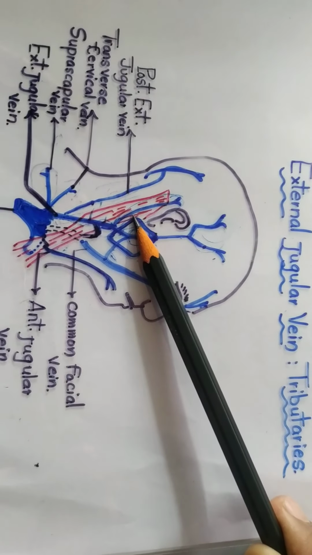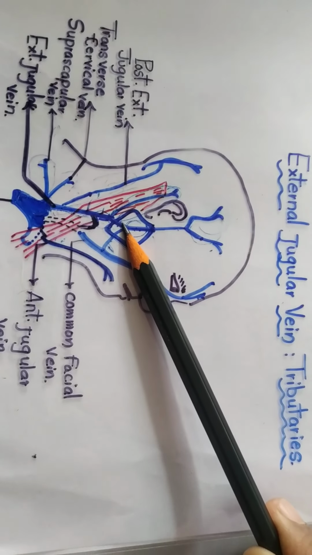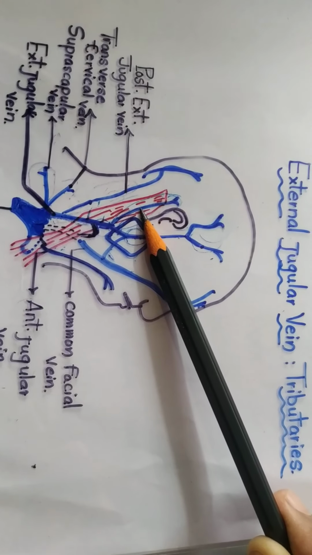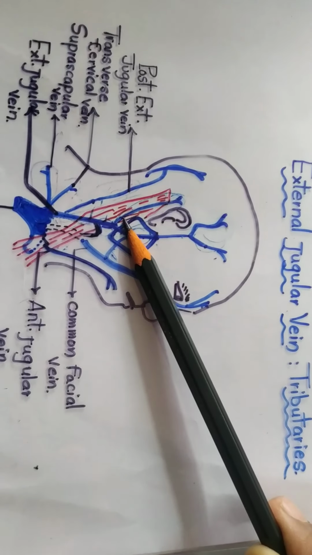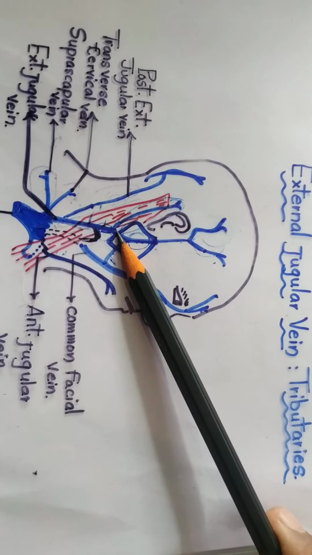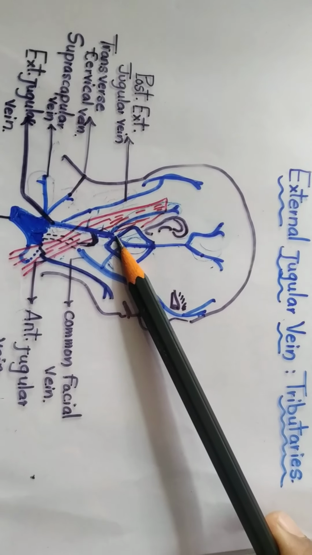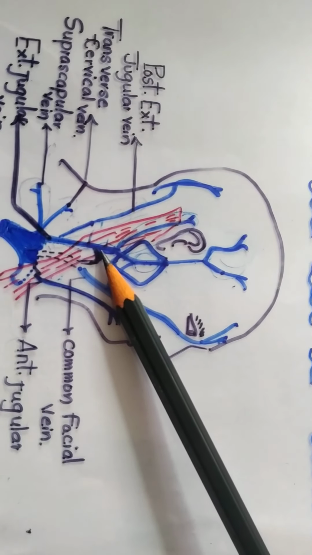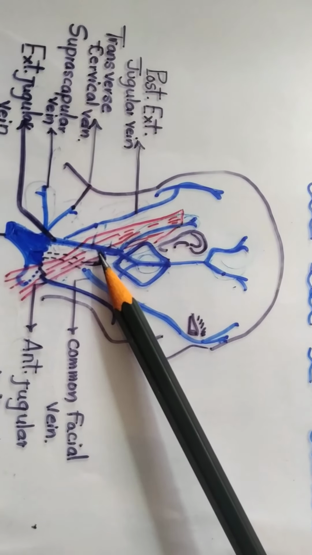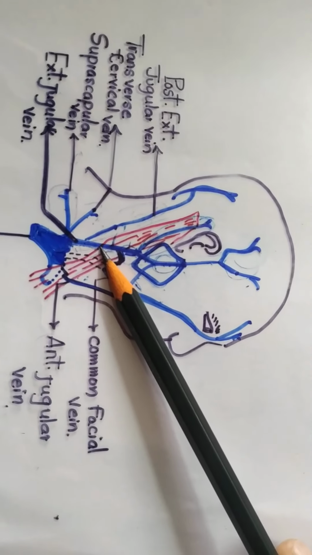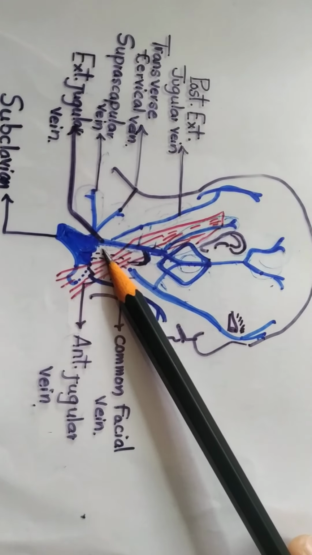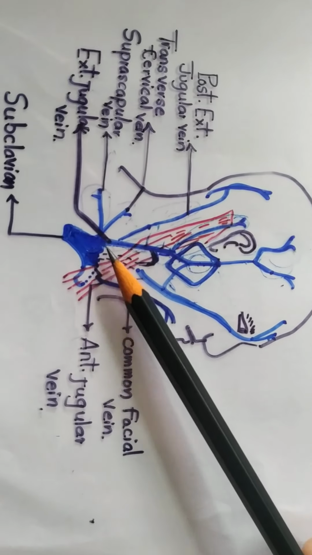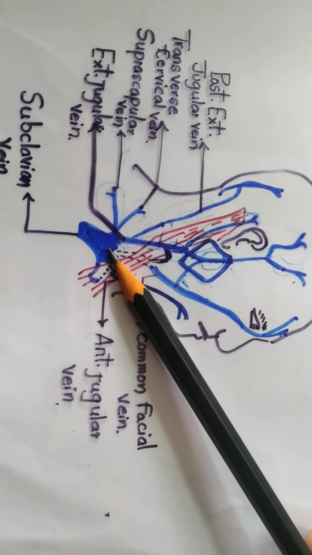As you know, the external jugular vein is formed by the posterior division of the retromandibular vein and the posterior auricular vein. Both the posterior auricular vein and the posterior division of the retromandibular vein are going to unite in the lower part of the parotid gland. Then the external jugular vein crosses the sternocleidomastoid muscle obliquely, then pierces the antero-inferior angle of the roof of the posterior triangle, then finally opens into the subclavian vein.